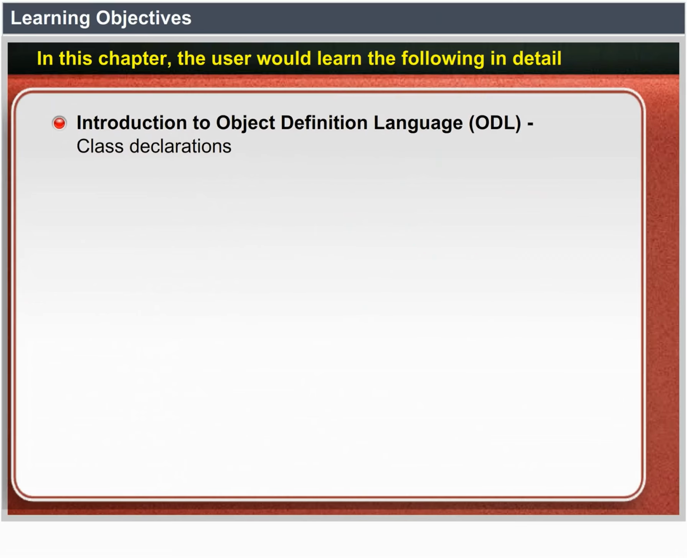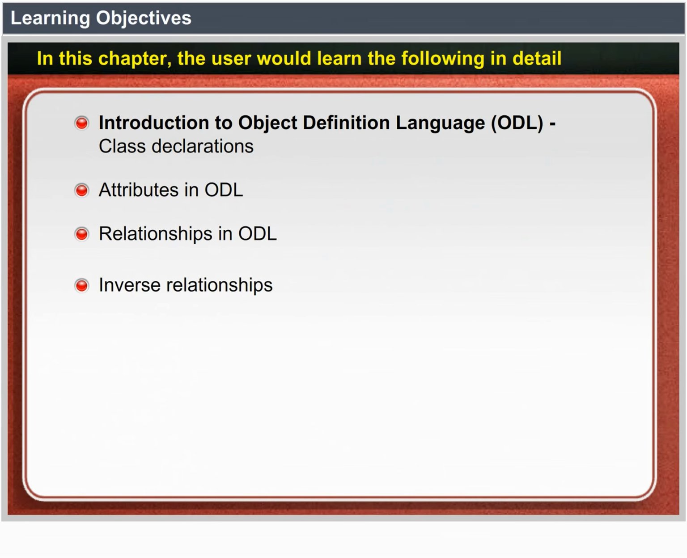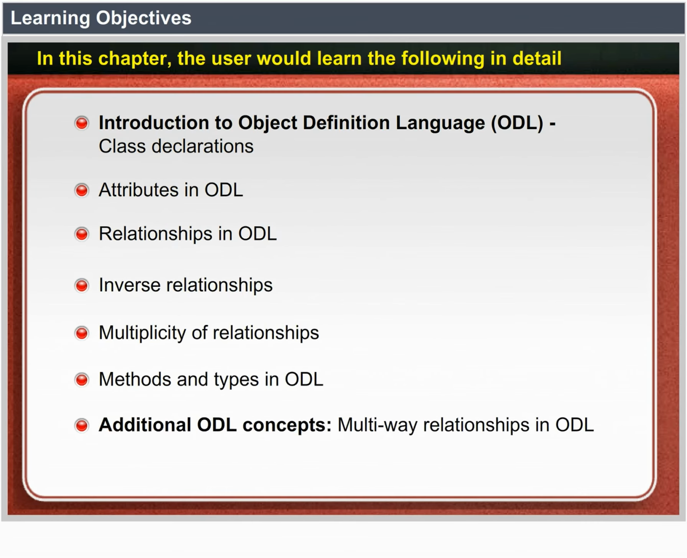Learning objectives. In this chapter, the user would learn the following in detail. Introduction to Object Definition Language, that is called ODL. Class declarations. Attributes in ODL. Relationships in ODL. Inverse relationships. Multiplicity of relationships. Methods and types in ODL. Additional ODL concepts. Multi-way relationships in ODL.